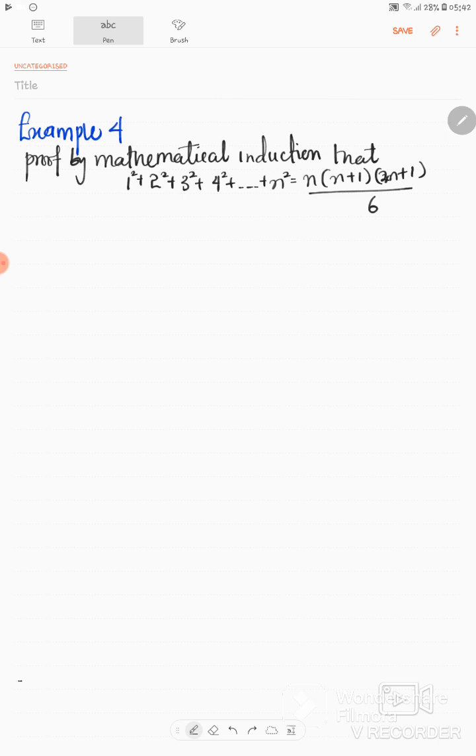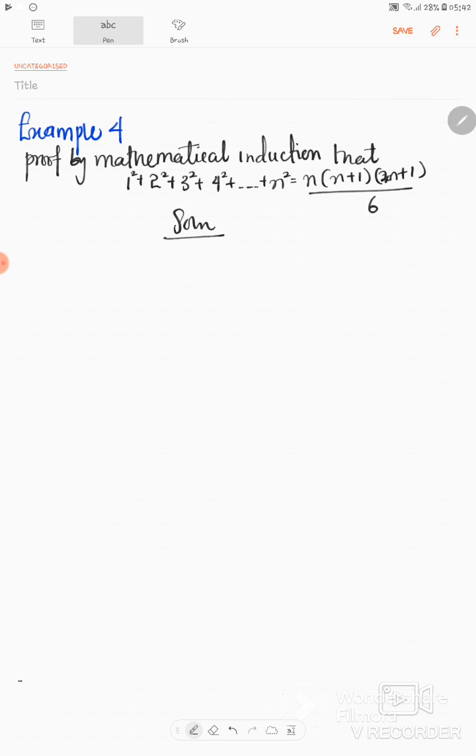Example 4 says: prove by mathematical induction that 1 square plus 2 square plus 3 square plus 4 square plus all the way plus n square is equal to n open bracket n plus 1 close bracket open bracket 2n plus 1 close bracket all over 6. Now let's solve this.